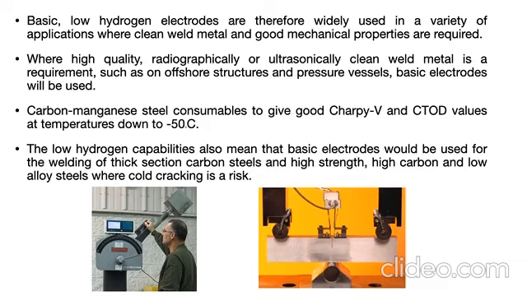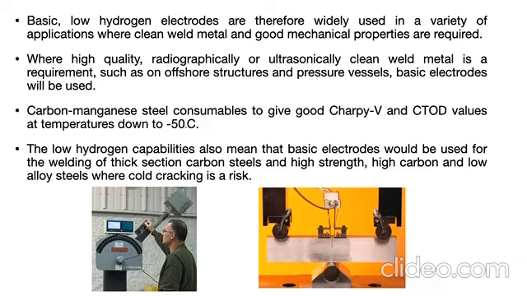Low hydrogen capabilities also mean that the basic electrodes would be used for welding very thick plates and high carbon low alloy steels where cold cracking is a risk. Earlier I was mentioning solidification cracking. Cold cracking is basically known as hydrogen cracking itself. I think I have told you about hydrogen cracking in your previous class.